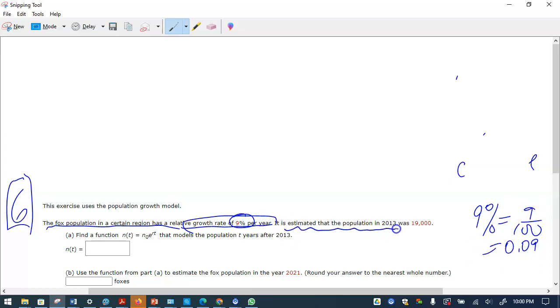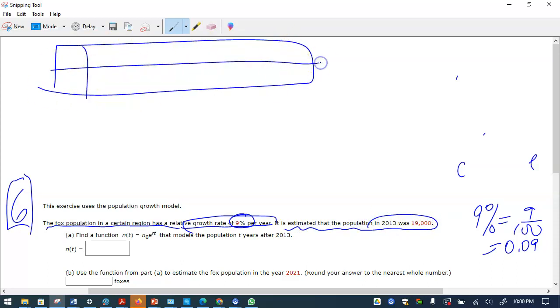It is estimated that the population in the year 2013, that means if I do like this, in the year 2013, and which is considered as the 0 year. So T is the number of years, and N represents the fox population. And in the beginning, it was 19,000.